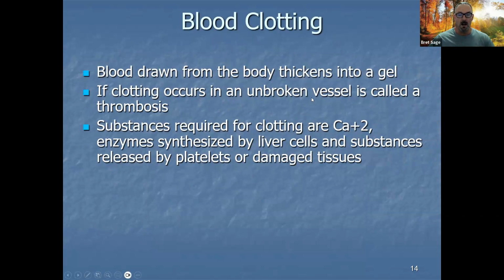If clotting occurs in an unbroken vessel, this is called thrombosis, and this is what you don't want to have because you don't want blood to clot in an undamaged blood vessel. A blood clot can come loose, get lodged in your heart or lungs or brain, and cause a stroke. Substances required for clotting are calcium, enzymes synthesized by liver cells, and substances released by platelets or damaged tissues. It's a chain reaction that we go into in detail in physiology.